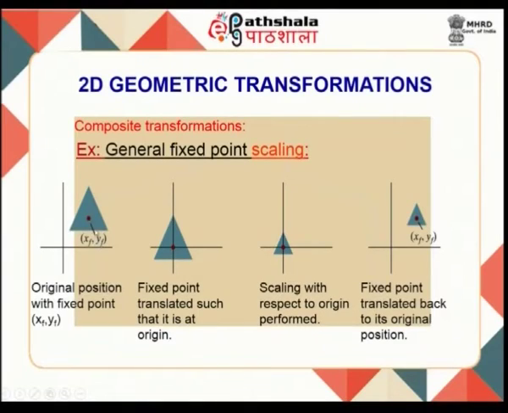Let us call this a complex transformation. Let us break this up into a series of simple transformations and then make a composite of it, and the composite represents the general fixed point scaling. If you look at these scaling diagrams here, imagine the fixed point is x_f and y_f with respect to which we would like to scale this triangle, and the first step is to translate the fixed point such that it coincides with origin. So, it is a simple translation.